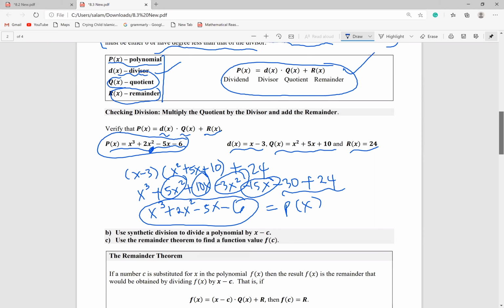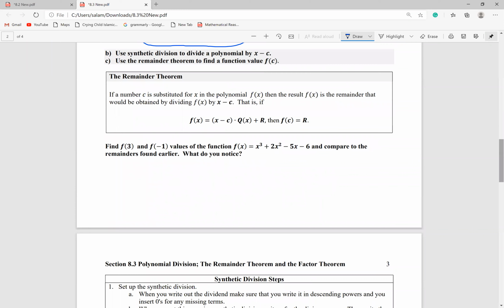What does the remainder theorem say? The remainder theorem says that if a number c is substituted for x in the polynomial f of x, then the result f of c is the remainder that will be obtained by dividing f of x by x minus c. That is, if f of x is equal to x minus c times q of x plus r, then f of c is equal to r. Well, let's see what they are trying to say here.